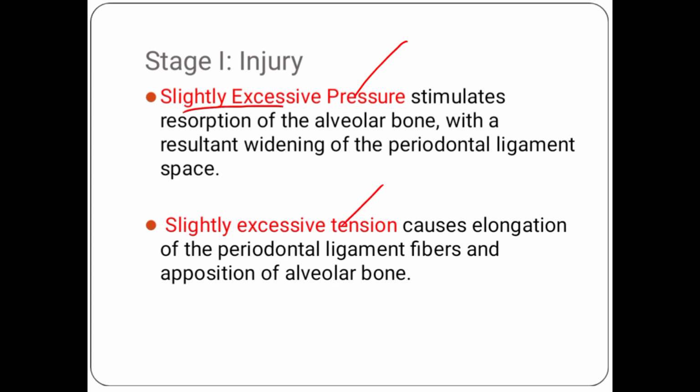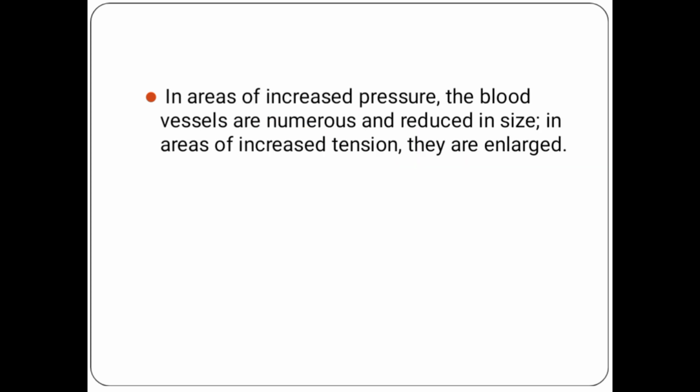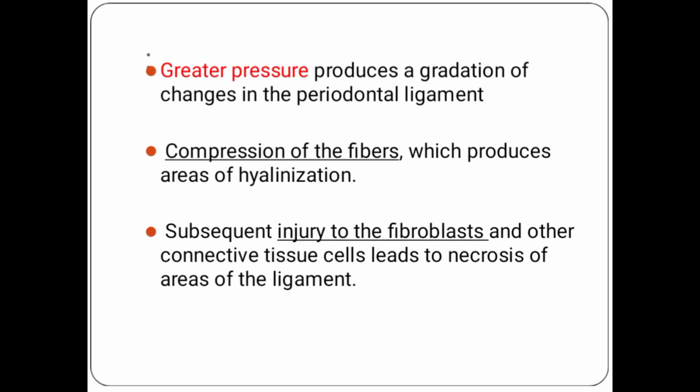So, when there is slightly excessive pressure, there is resorption of the alveolar bone with widening of the periodontal space, but excessive tension causes elongation of the periodontal fibers and apposition of alveolar bone, which means formation of alveolar bone. Also, in pressure the blood vessels become numerous but reduce in size as compared to tension, where the vessels become enlarged.